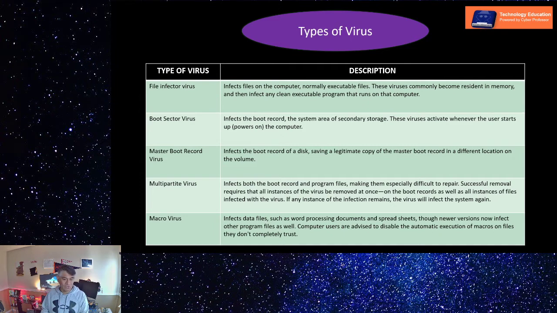Multipartite virus infects both the boot record and program files, making them especially difficult to repair. Successful removal requires that all instances of the virus be removed at once, on the boot records as well as all files infected with the virus. If any instance remains infected, the virus will continue to negatively impact the computer system.